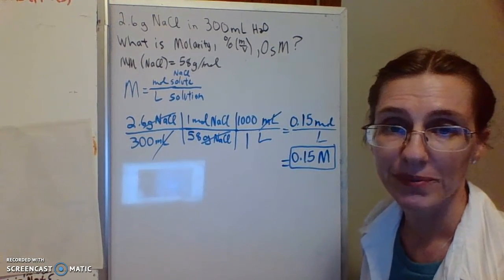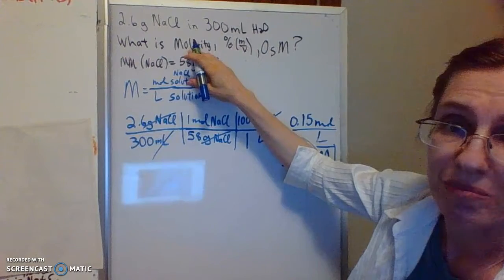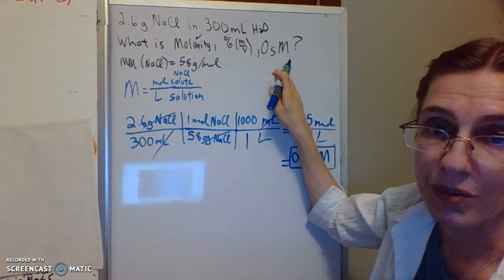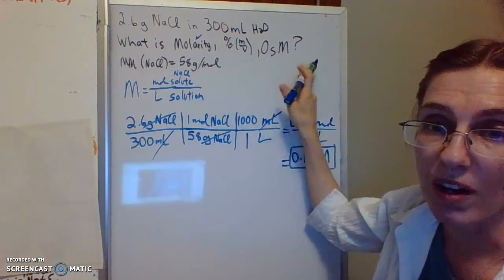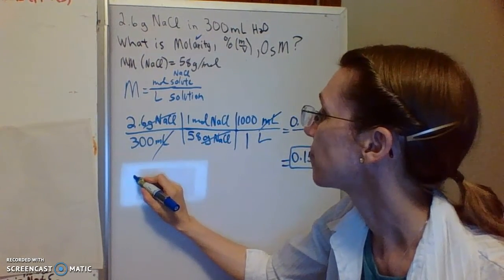So are we through? Go back to our question, molarity. We got that one done, but we're not through because we still have other parts of the question. Remember, we have to answer all parts of our question. So let's go ahead and do percent concentration.